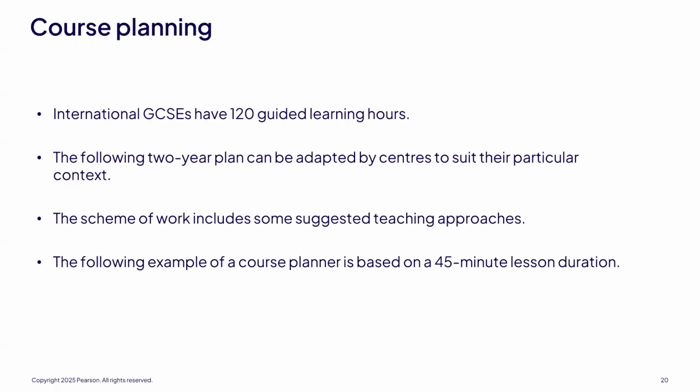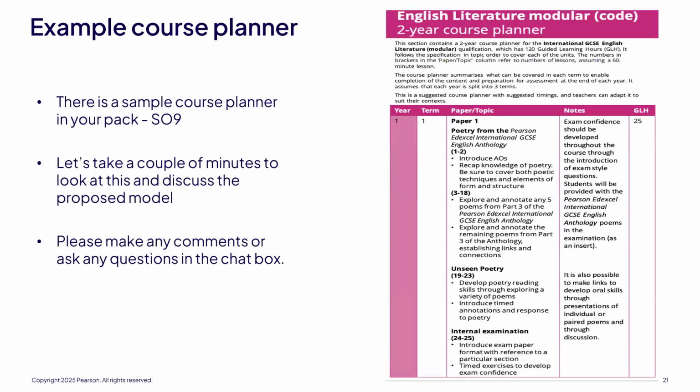So this is the sample course planner. It's SO9 in your download. I don't know if anybody wants to comment on how they're devising their course at the moment. Have a look at SO9. Think about what you want to plan, how you might want to do things in your centre. It's quite basic so that you can change it. It starts with Unit 1, and this particular one moves to Unit 2. But if you don't want to start with the poetry, obviously you can move it around. So I'll just give you a moment to look at that.